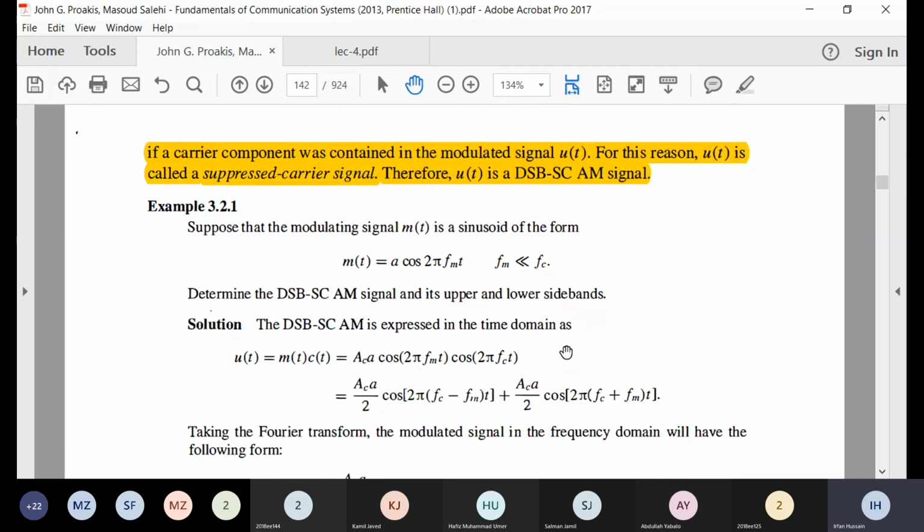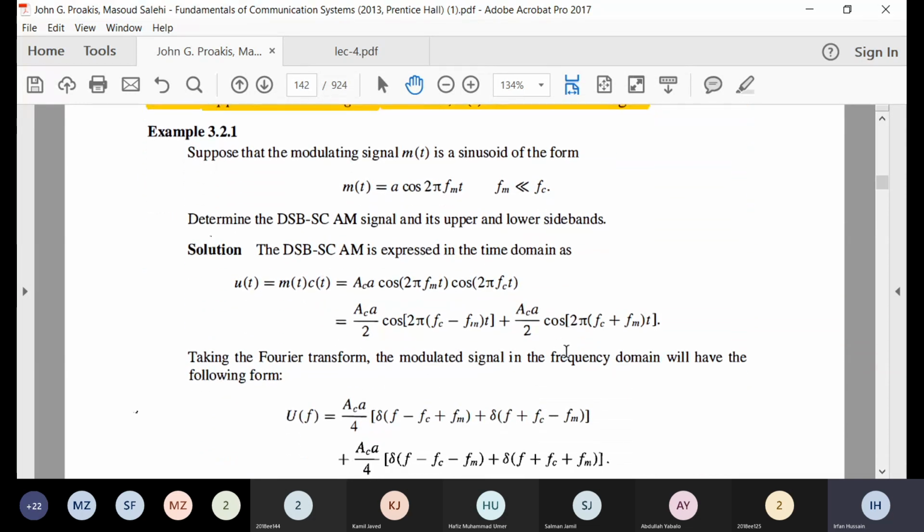Let's look at some examples. This is a well-detailed example. Some steps are missing, which I will explain. Again, this is the modulating signal, the message signal, the low pass signal, which is more than 100 times less than the carrier frequency. So we are to find, if I use double sideband suppressed carrier amplitude modulation, what will be the upper and lower sideband? It's very simple. It will be just multiplication, and multiplication will give me two cosines. One is the carrier cosine, another is the message signal cosine.